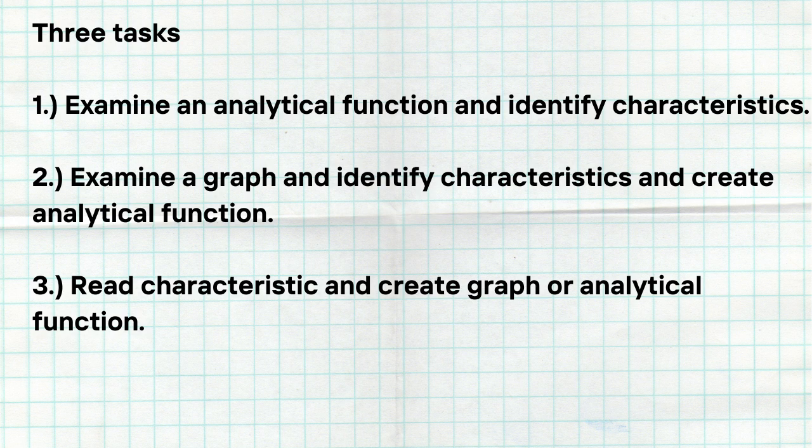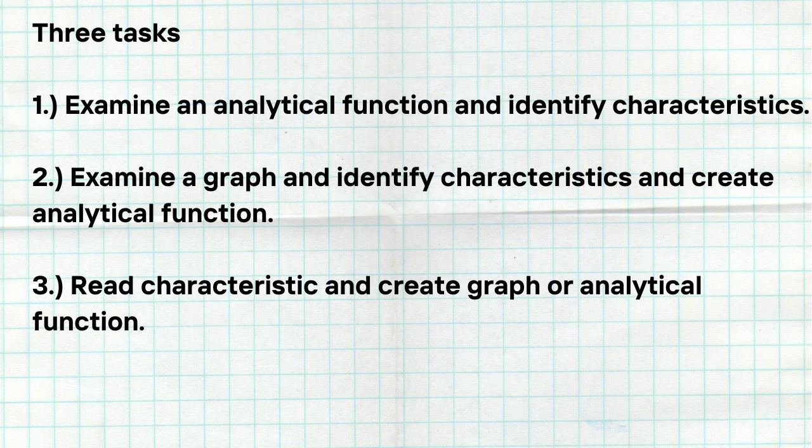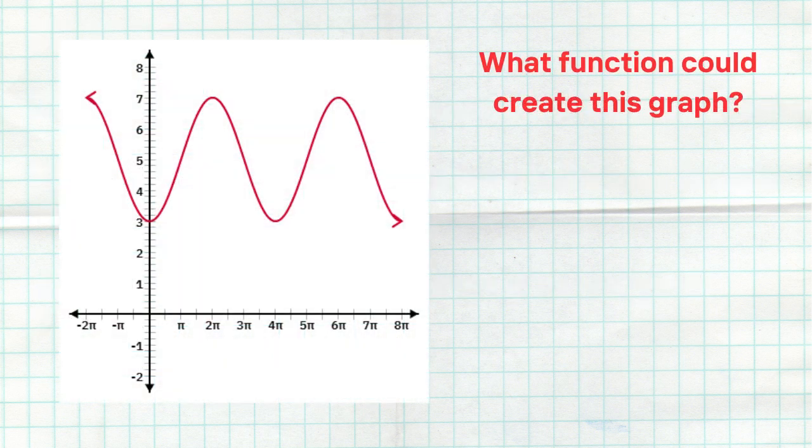Now, there are 3 tasks that you have to be able to accomplish when it comes to working with sine and cosine functions and their transformations. First, you have to be able to look at an analytical representation of a sine or cosine function and identify all the different transformations and identify the new period, the new amplitude, the new midline because of those transformations. The second task is being able to look at a graph of a sine or cosine function and identify the period, the midline, the amplitude, and all the different transformations that took place onto that function.